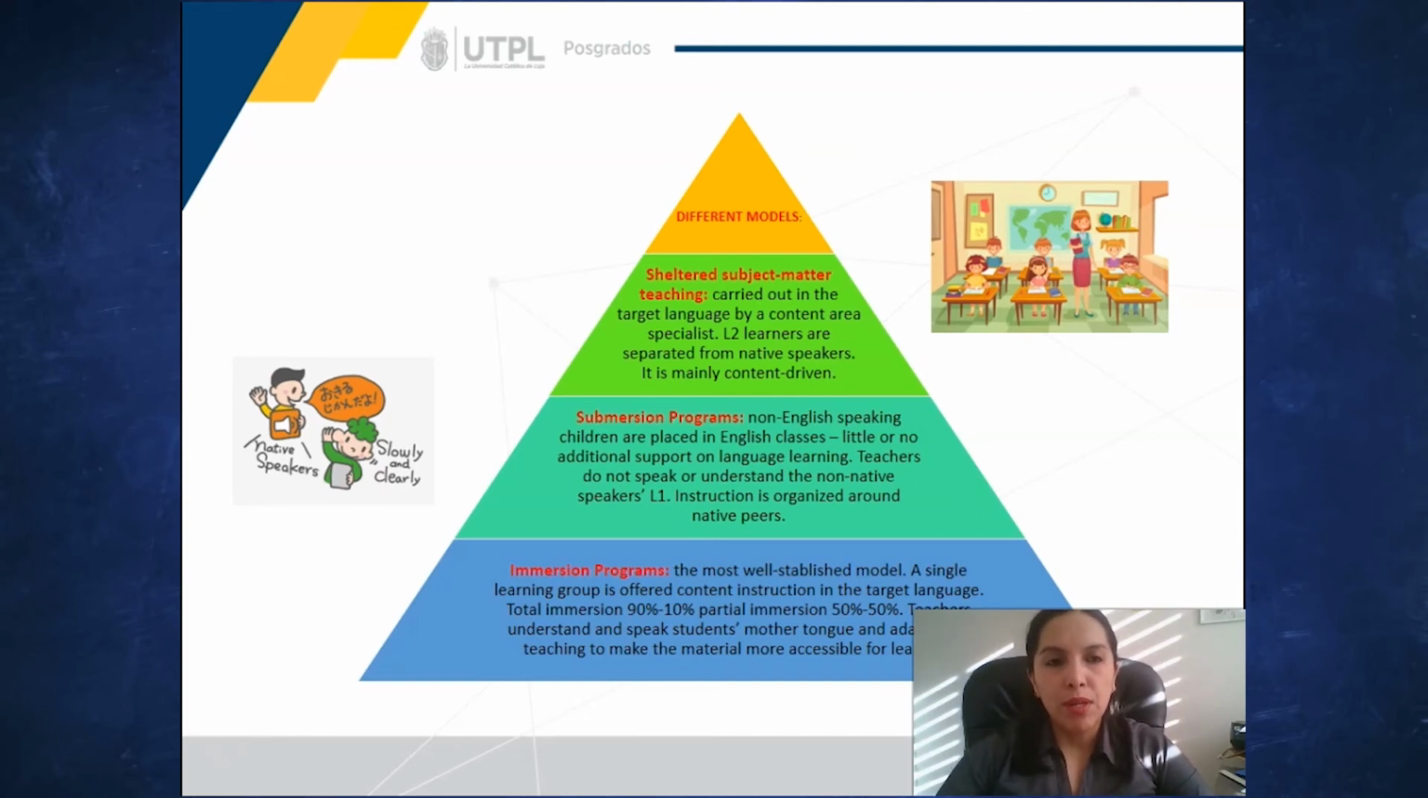Immersion programs are perhaps the most well-established model, where a single learning group is offered content instruction in the target language for all or part of the school day. Submersion programs are slightly different in that non-English speaking children are placed in a normal English class with little or no additional support for the language learning. Sheltered subject matter is carried out in the target language by a content area specialist to language learners who have been separated from the native speakers.